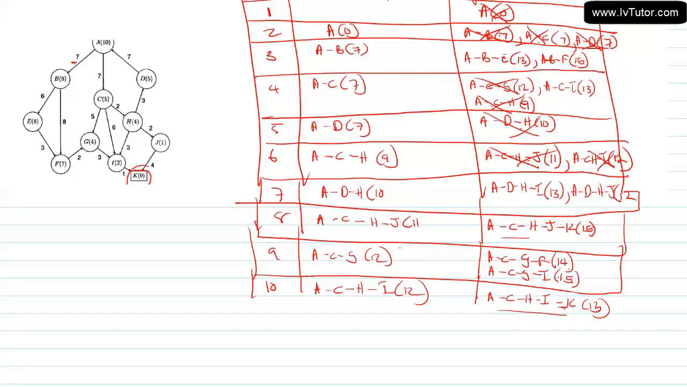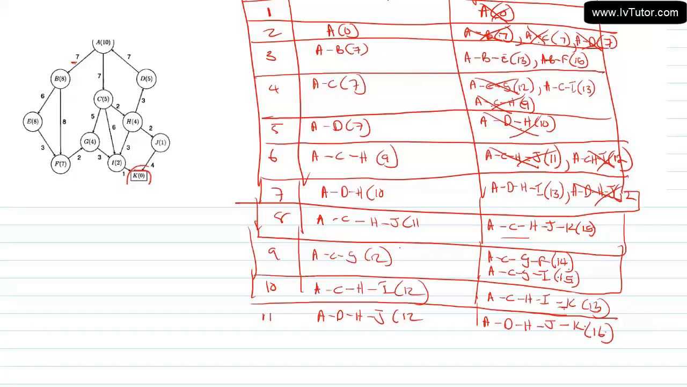We have got another 12, ADHJ. When you expand it, you get ADHJK. If this was 12, it's going to give you plus 4, which is going to give you 16. So this one is out.